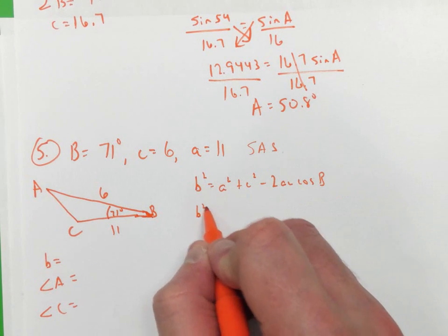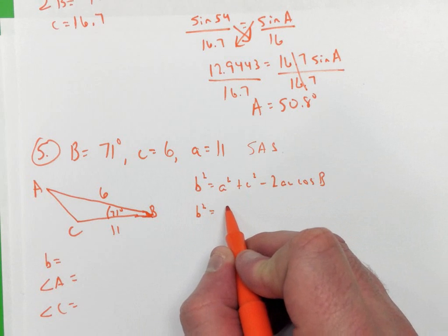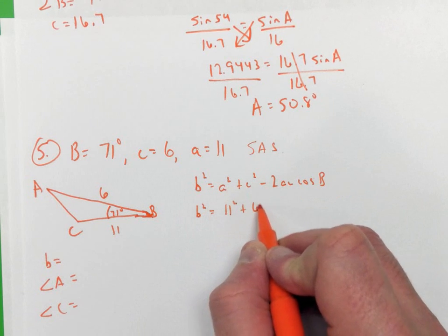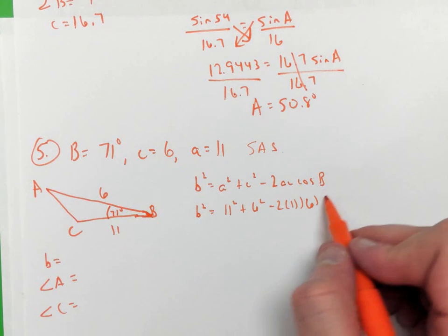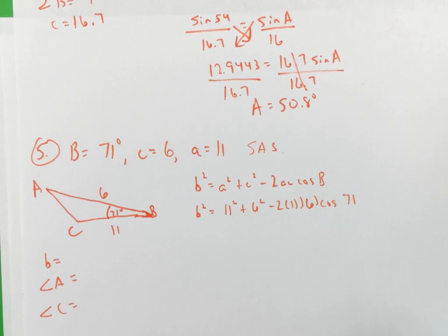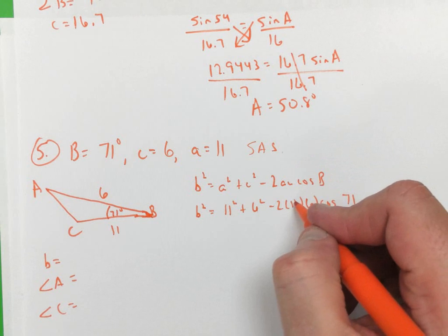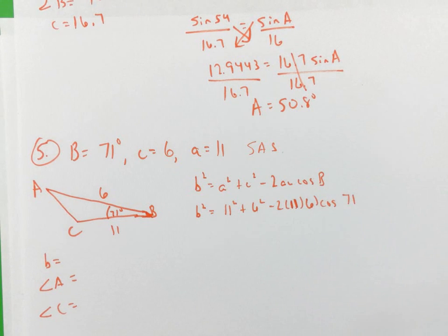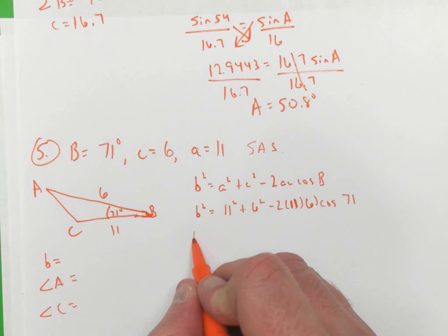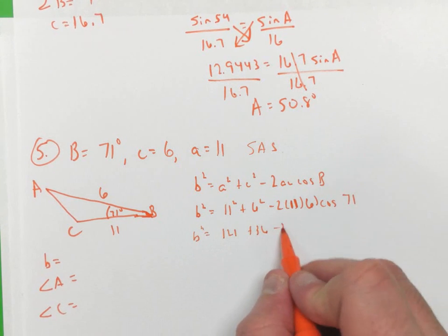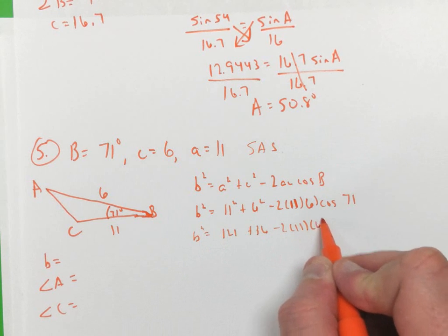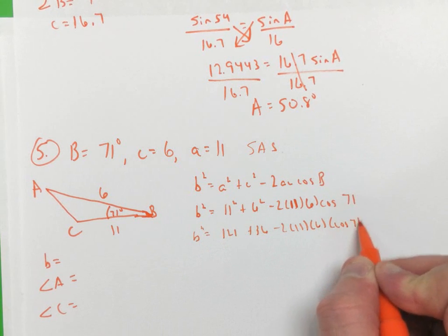We do not know what little b is. We're going to leave it b. A squared is 11 squared. C is 6 minus 2 times 11 times 6 cosine of 71. Let's clean it up. B squared equals 121 plus 36 minus 2 times 11 times 6 times cosine of 71.